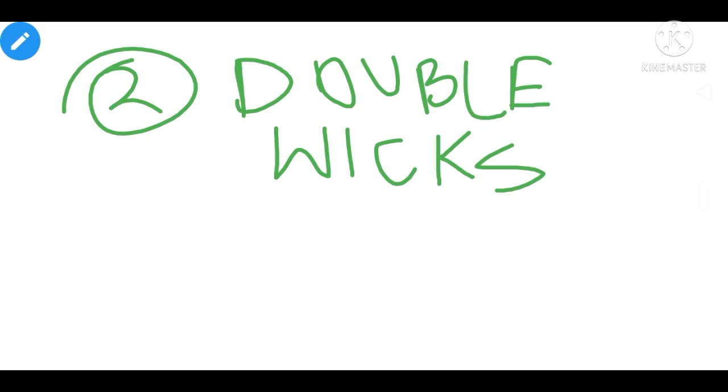Double wicks, what are these? These are in 1-2 hour candles. Double plus wicks means more than 2 wicks at the same point. In a difference of 2, 10, or 15 points, there are 2 wicks.